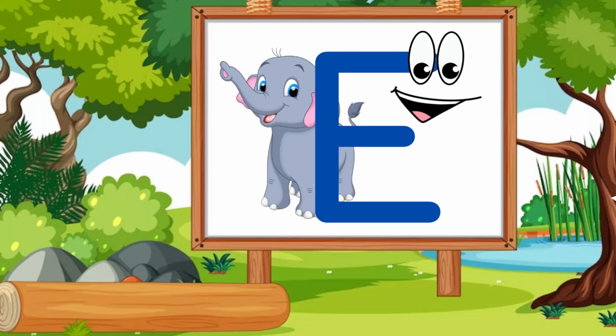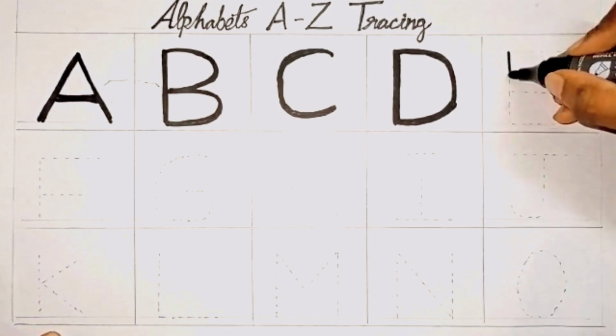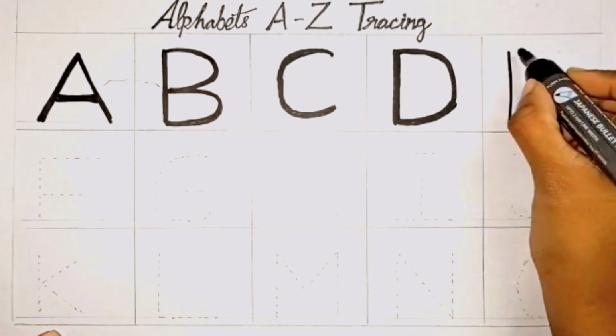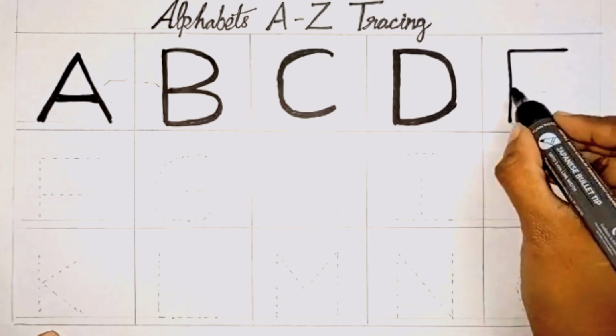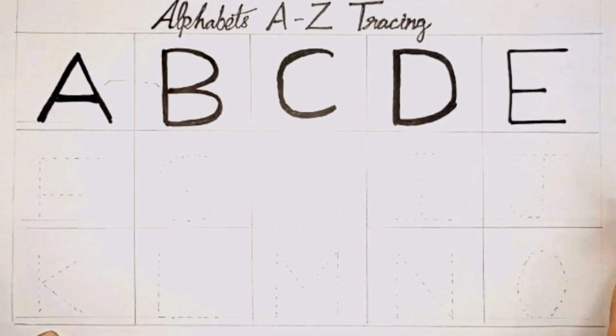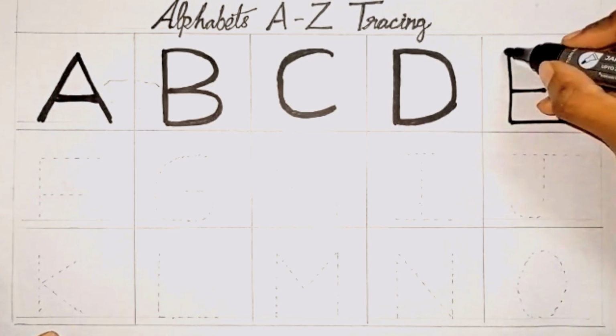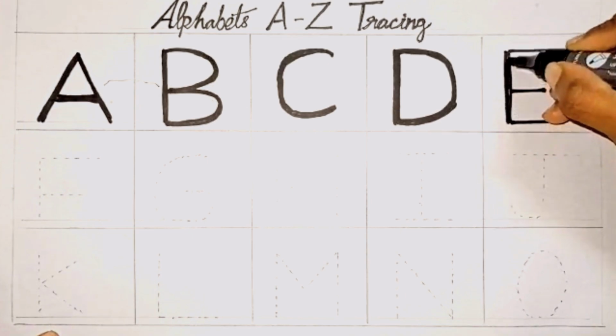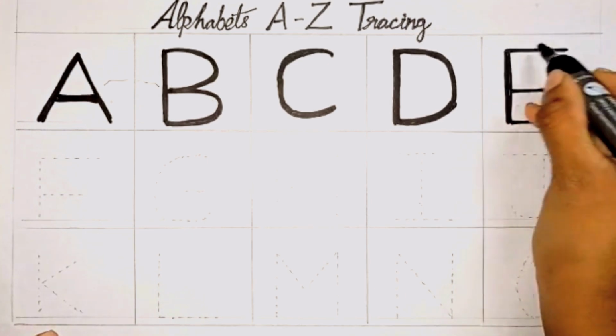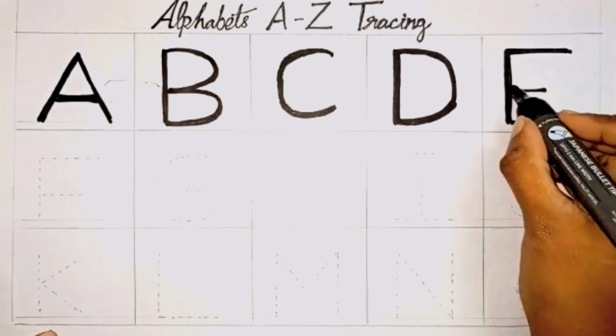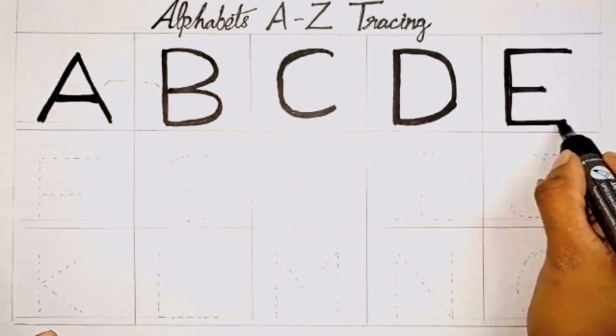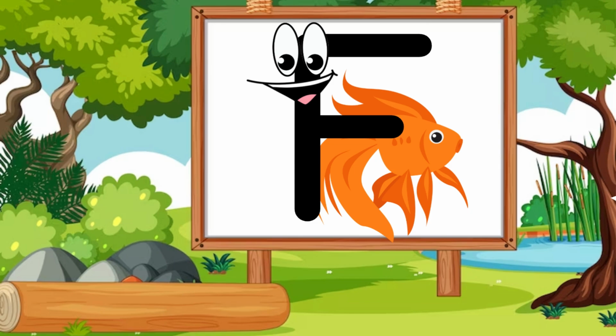Now let's try writing the letter E. Draw a standing line, then draw sleeping line 3 times. This is E. Standing line, 3 sleeping line or straight line. This is letter E. Now let's try alphabet F.